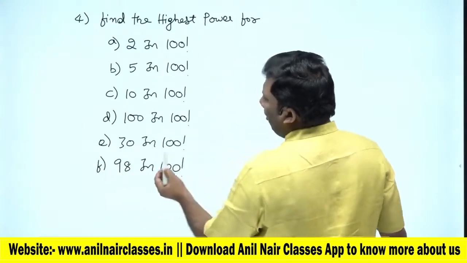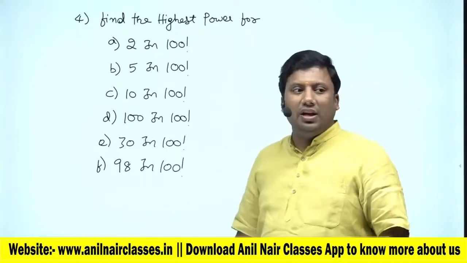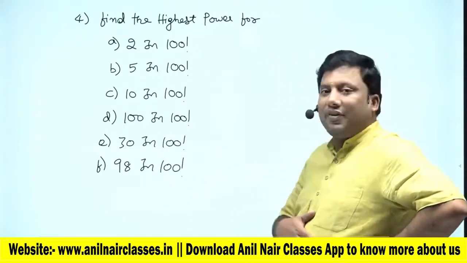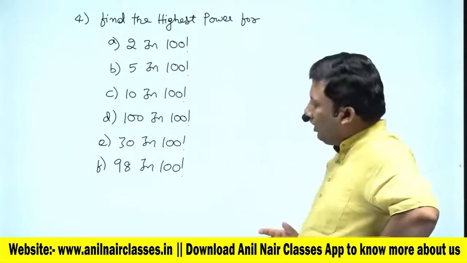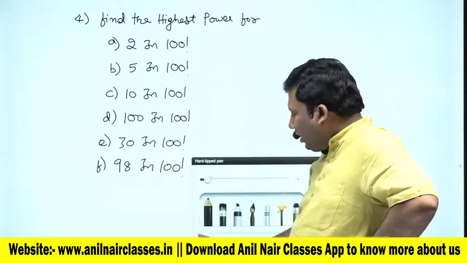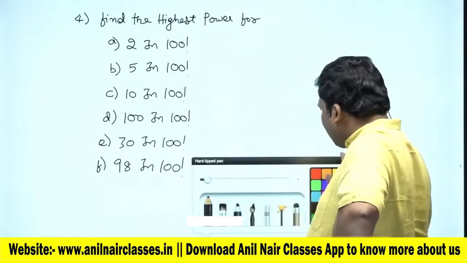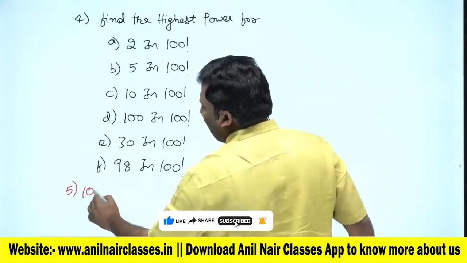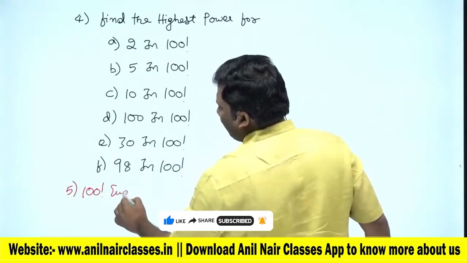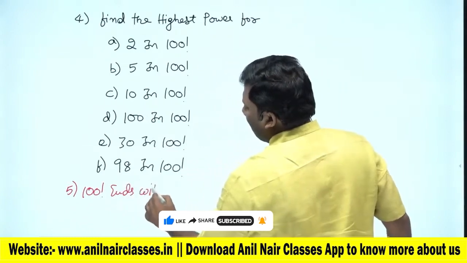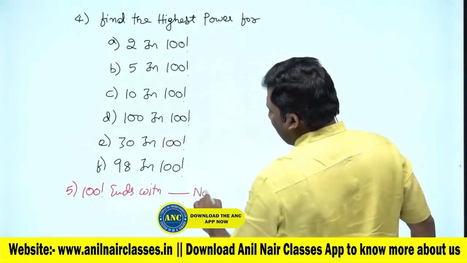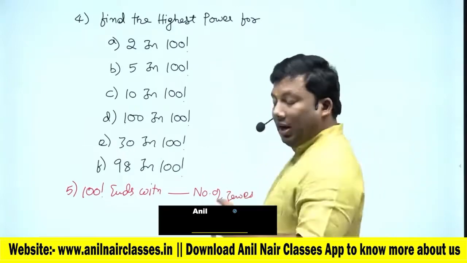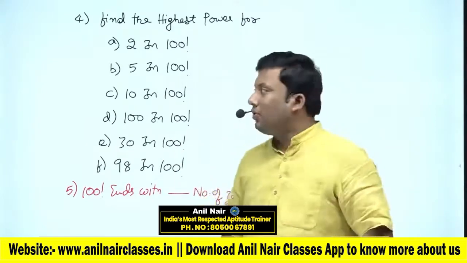A recap of all the fundamentals we will do. Find the highest powers for 2 in 100 factorial, 5 in 100 factorial, 10 in 100 factorial, 100 in 100 factorial. Now listen carefully here. The last key point, fifth question: 100 factorial ends with dash number of zeros. Once you understand the foundation level question, trailing zeros, any number of questions you can solve.